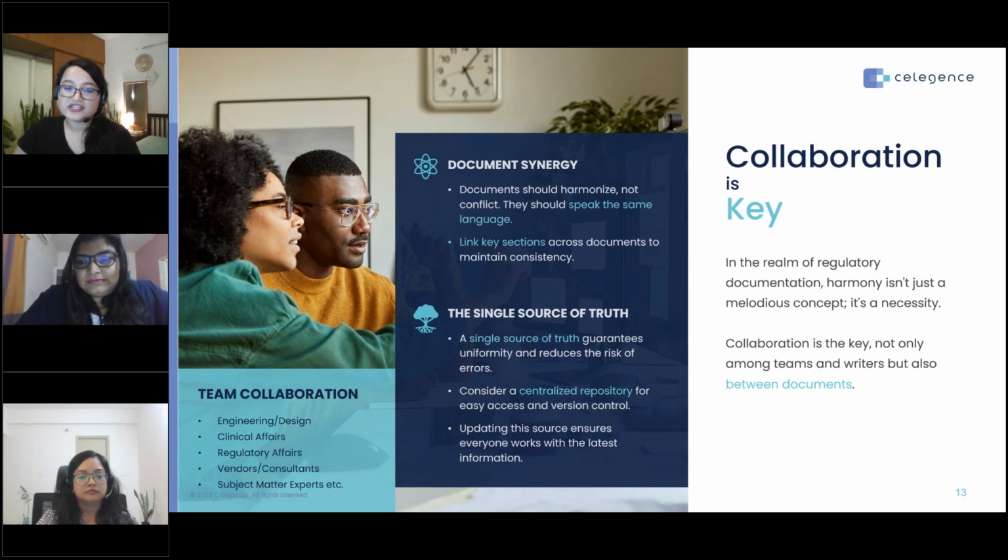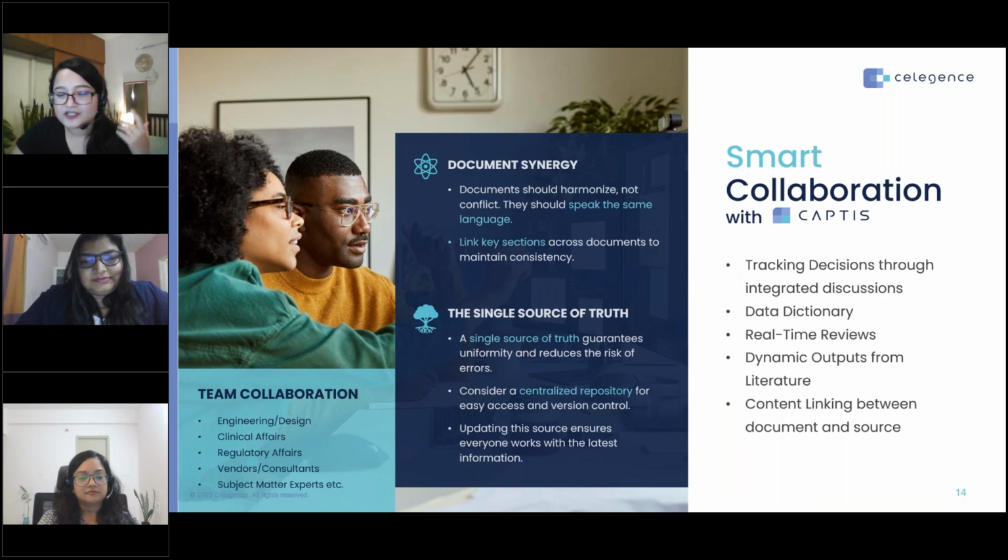Right. So you essentially need one single place where your entire team is, and all of your project-related discussions should happen in one single place. Do not have them spread across multiple emails so that it's hard to track later. And then also maintain a single source of truth so that all of your documents also speak the same language.